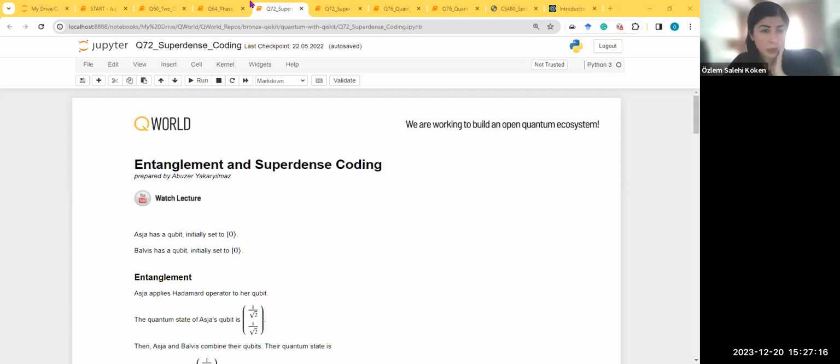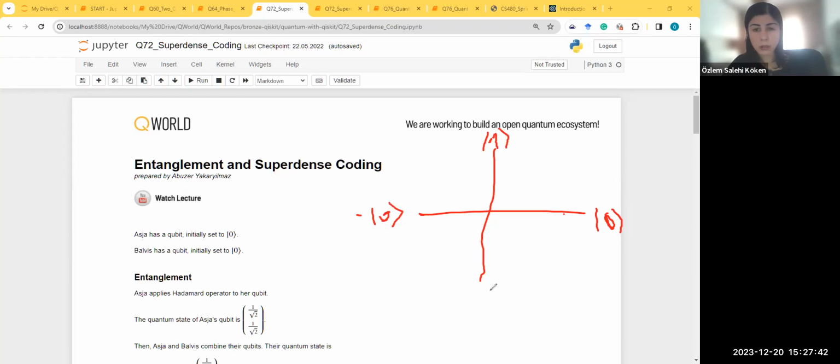Question, can you sketch up the unit circle with plus, minus, plus, minus? Okay, let me shortly do this before we move on then. So if we are working on the 2D plane, so this is state 0, and this is state 1, and this is minus 0, and this is minus 1, and this is plus.